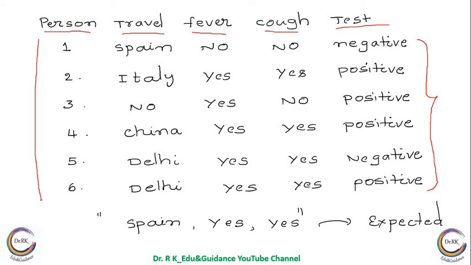Now we need one kind of approach or understanding. We want to find, if the travel history says Spain and fever is yes and cough is yes, then what is the expected outcome? Is it going to be negative or positive? I repeat, this is the information related to six people whose tests are already done in the laboratory. Based on this history, if any new combination comes, what is the expected outcome? Is it going to be a positive or negative test?